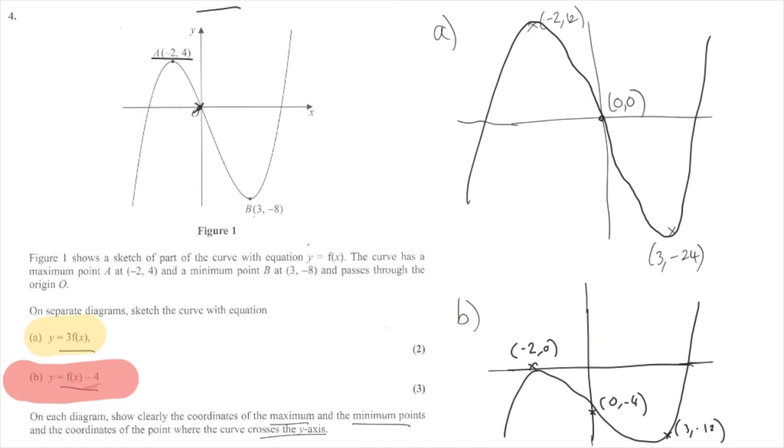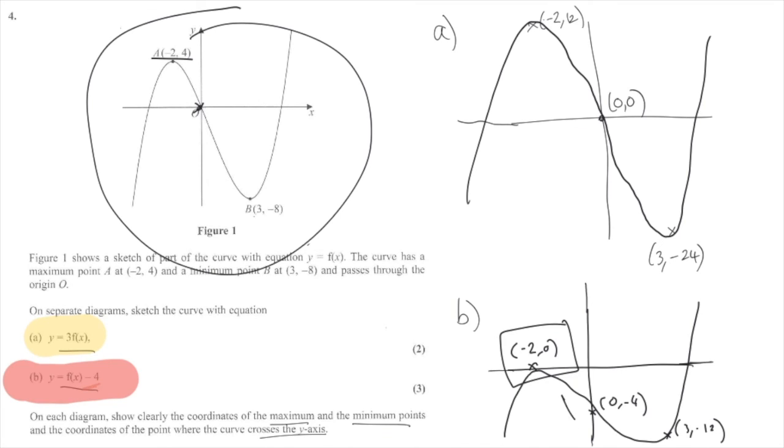I know it doesn't look anything like that, but as long as it has the same type of shape and you have clearly labeled where it goes through the maximum, the minimum, and where it goes through the y-axis, you'll get all the marks for it.